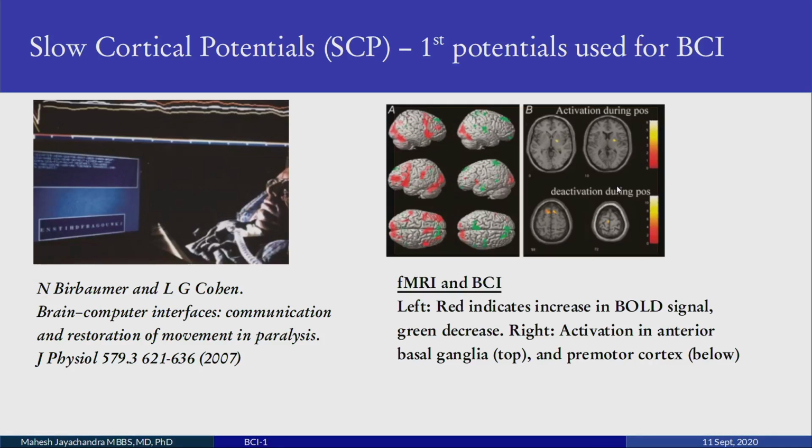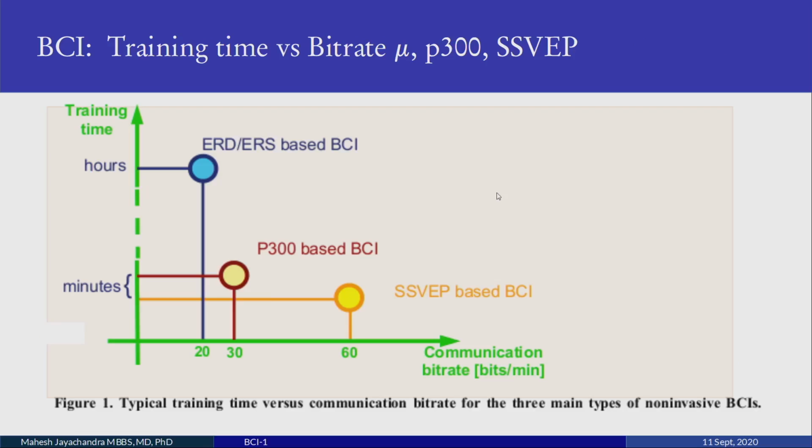So this is obviously not practical unless you have an fMRI instrument, which costs anyway $10 million. So if you want to do these kinds of things, you have to be attached to an institute which has this equipment. So what are the best signals to use for BCI? There are these trade-offs, training time versus bitrate, with mu, P300, and SSVEP. If you look at the mu rhythm, that is the event-related synchronization and desynchronization, the training time takes hours, and the communication bitrate is not brilliant, it's pretty slow.